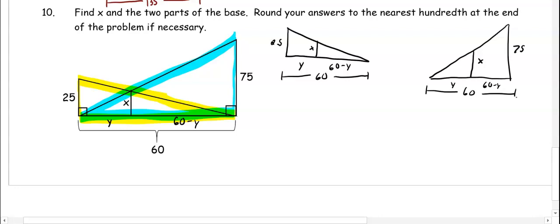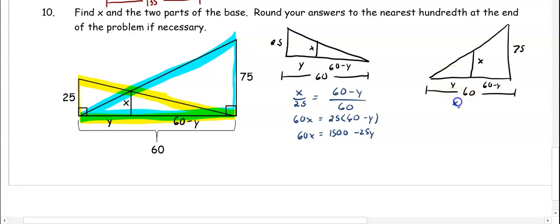So we're going to set up two different proportions. So looking at the first triangle, when I set up a proportion, I'm going to have x over 25 equals 60 minus y over 60. So when I cross multiply here, I get 60x equals 25 times 60 minus y. So 60x equals 1500 minus 25y. Okay, now I'm stuck because it has an x and a y. So I'm going to go to the other problem.